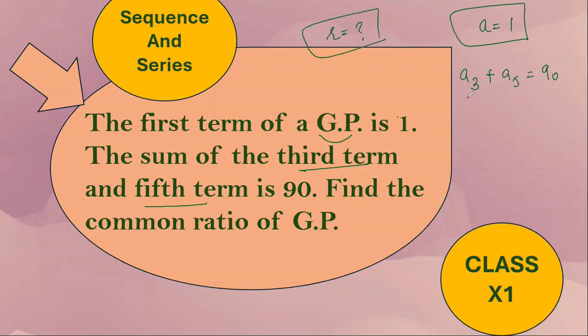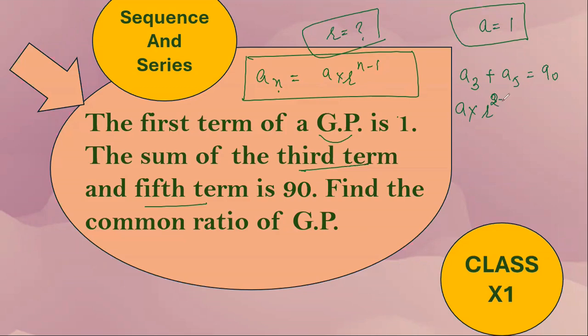Whenever we are talking about a particular term, either the third term, eighth term, fifth term, something like that, we have a general formula for a particular term of a GP, that is a_n is equal to a multiplied by r raised to the power n minus 1. Okay, so we use this formula. For A3, n will be 3, so it will be a multiplied by r to the power 3 minus 1, which is 2. I'm directly writing it as 2. Then for A5, it will be a multiplied by r to the power 5 minus 1, which is 4, right?